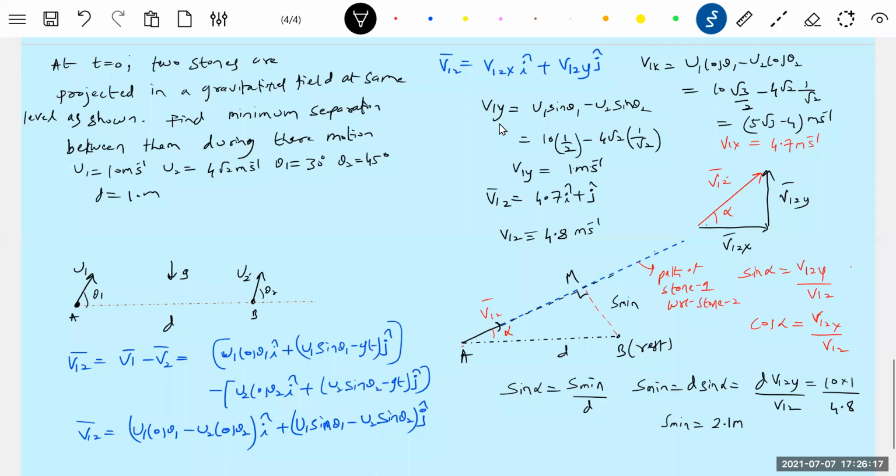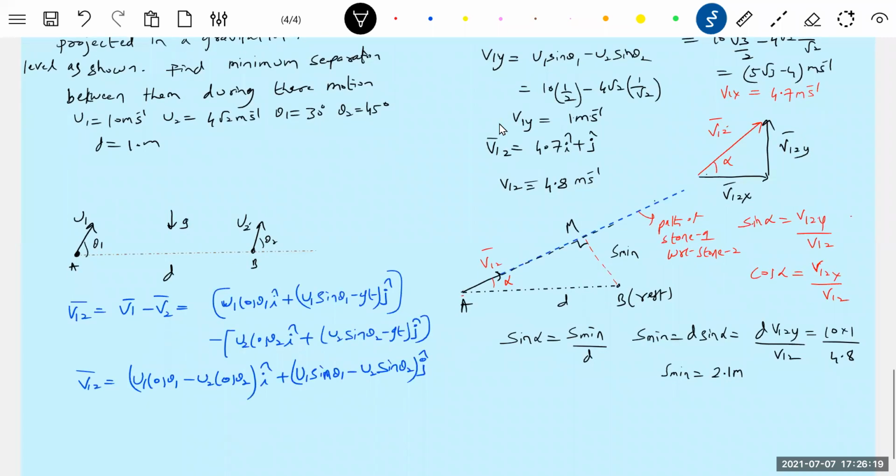Then the time at which it will occur, how to calculate that? 2 seconds, sir. 2 seconds, okay, very good. My job is done. I need not bother much. Now, AM, we don't know AM, what to do? I am going to write d cos alpha. What is cos alpha? V12x by V12. In 2 seconds, sir? Yeah, fine.